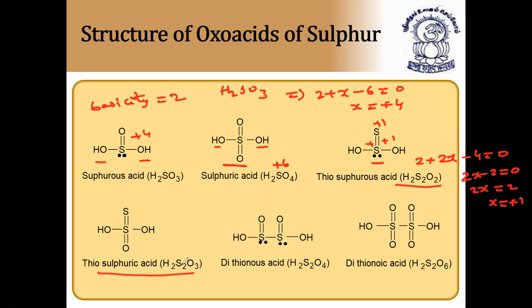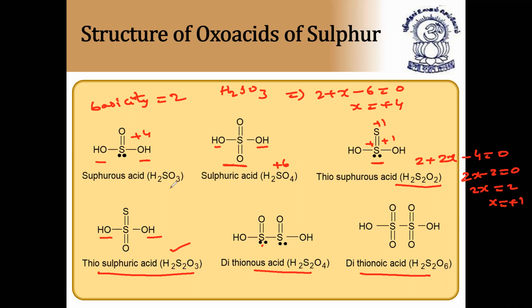Next, thiosulfuric acid. Thiosulfuric acid has 2 OH bonds, and the formula for thiosulfuric acid is H2S2O3. Next, dithionous acid, H2S2O4, is the structure. It has 2 lone pairs of electrons and 2 sulfur atoms. Dithionic acid is H2S2O6, with 4 S=O bonds and 2 S-OH bonds.